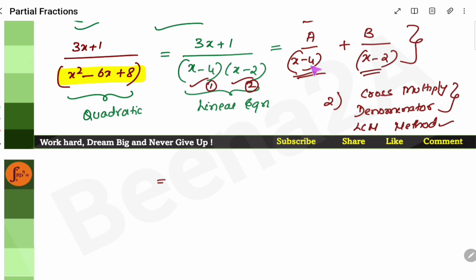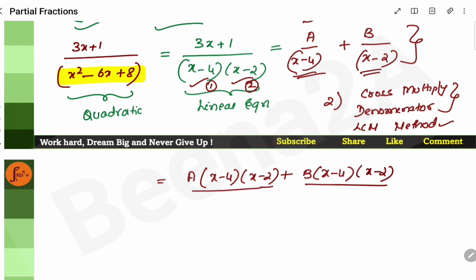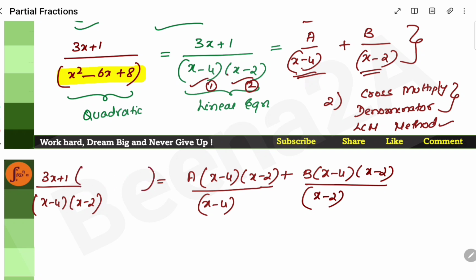So what are the denominators? These two are the denominators. So I'll multiply a with both the denominators, x minus 4 into x minus 2, plus b with, again the same thing, x minus 4 into x minus 2. And what will happen to the denominator here? For a I have x minus 4. For b I have x minus 2. Now on the left hand side also I have to do the same thing. So I have 3x plus 1 by x minus 4 by x minus 2. These are linear equations. Now I have to cross multiply here also, right?